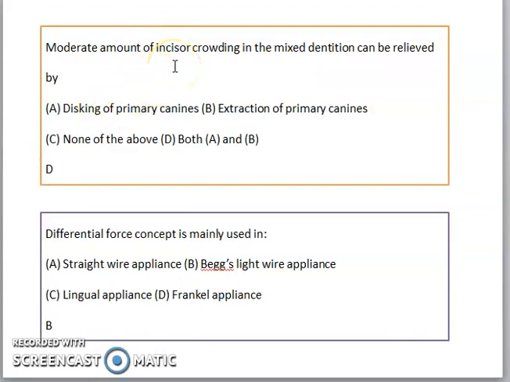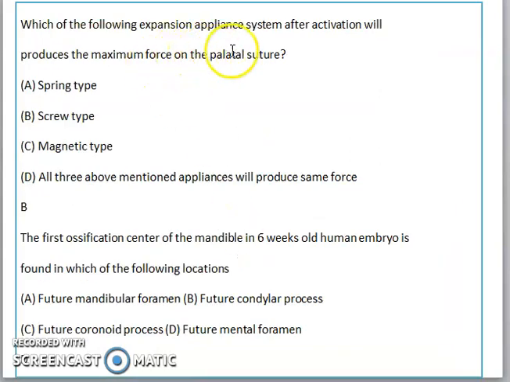Now, a moderate amount of incisor crowding in the mixed dentition can be relieved by what? You can relieve it by disking of the primary canine or extraction of the primary canine. So both A and B options are correct here. Now, the differential force concept is mainly used in Begg's light wire appliance. Which of the following expansion systems when activated produces maximum force on the palatal suture? That is your screw type of appliance.